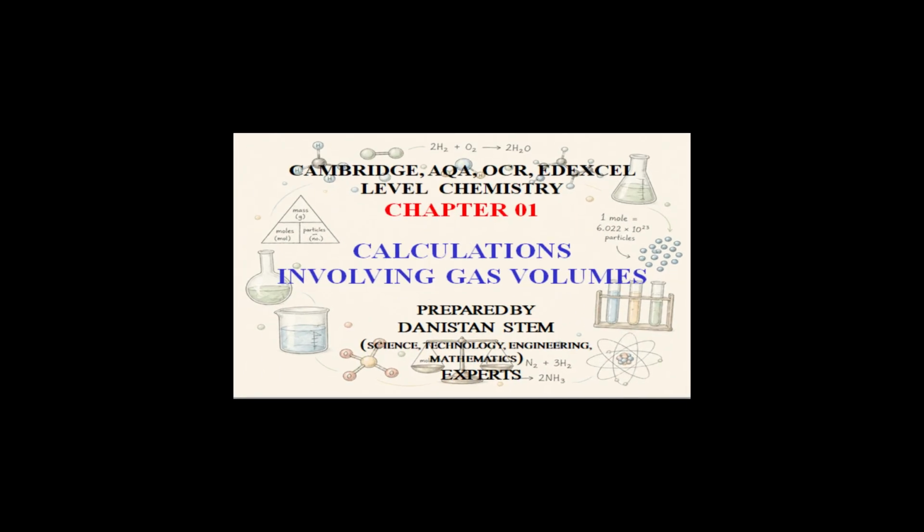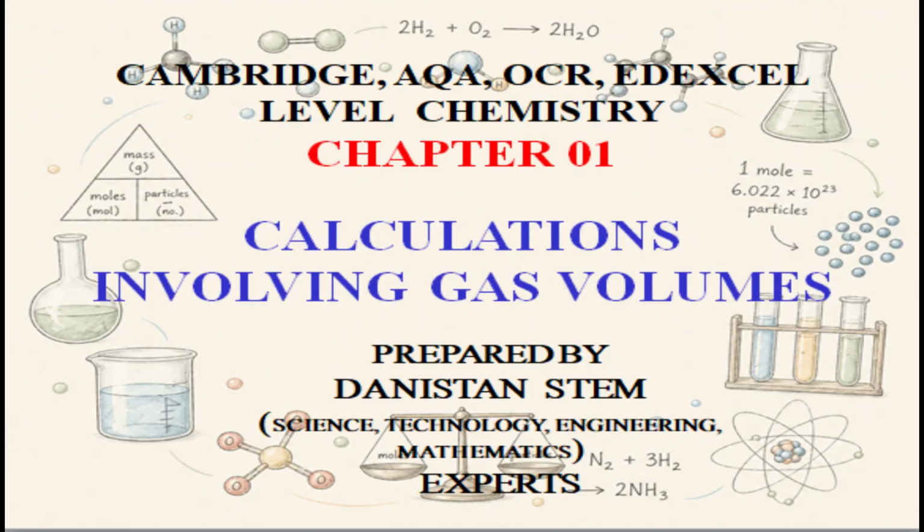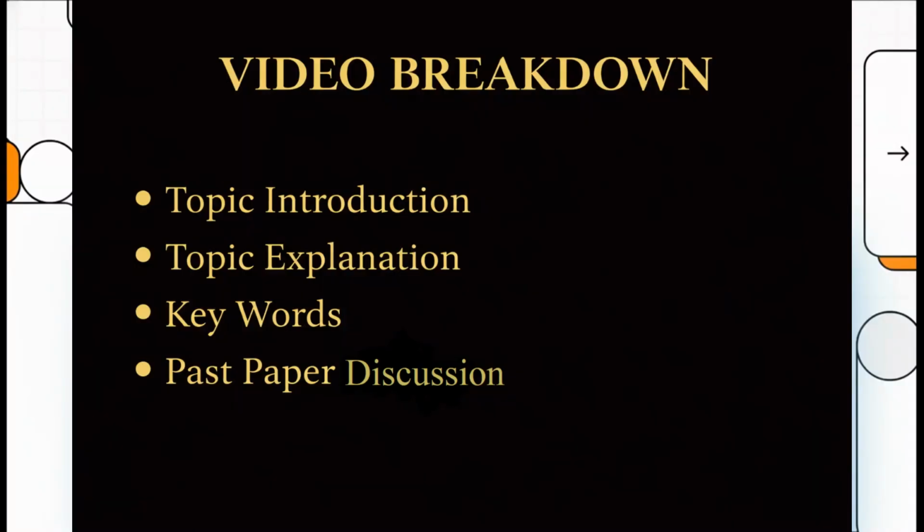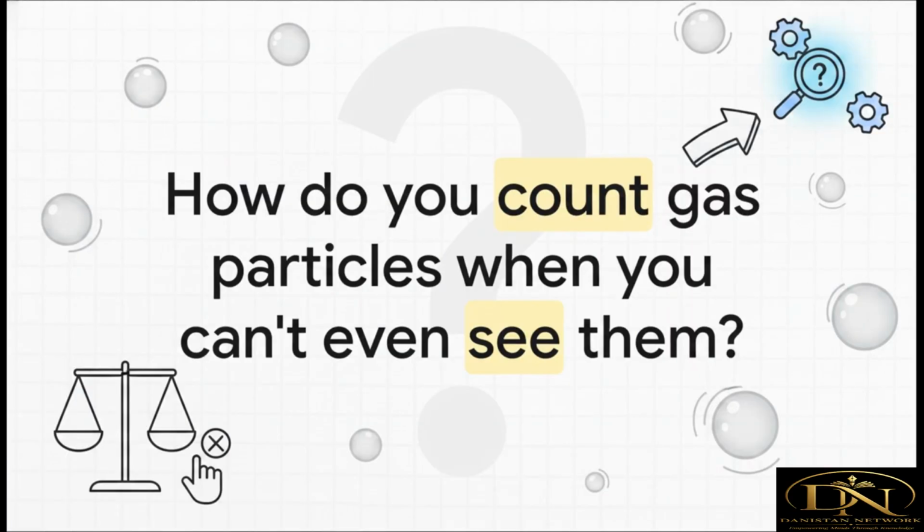Right, let's talk about one of the coolest challenges in chemistry. How do you actually do calculations with gases? I mean, how do you measure something you often can't even see? Seriously, think about it. It's not like you can just scoop some gas onto a scale or start counting molecules one by one. It seems kind of impossible, right?